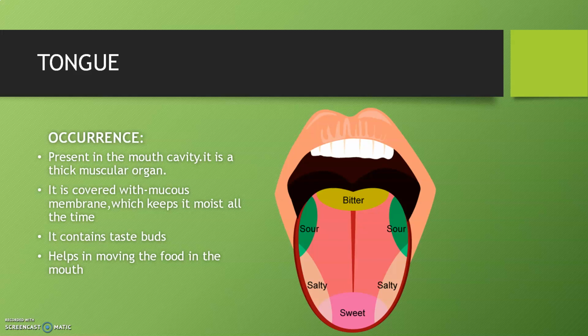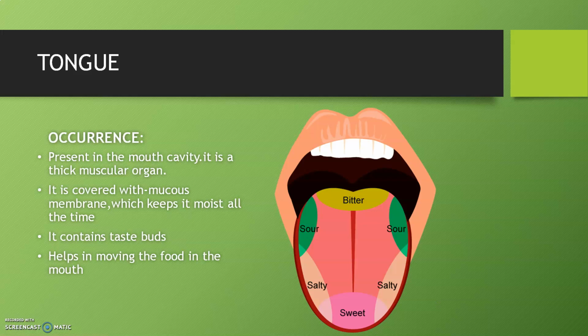Clear? Now you must have often seen that it is very slippery and moist in nature. The reason behind this is that it is covered with mucous membrane, that's why it is slippery. And it contains taste buds. There are various taste buds: bitter, sweet, salty, sour. With the help of these taste buds only, you are able to taste the food and know the taste of that food.